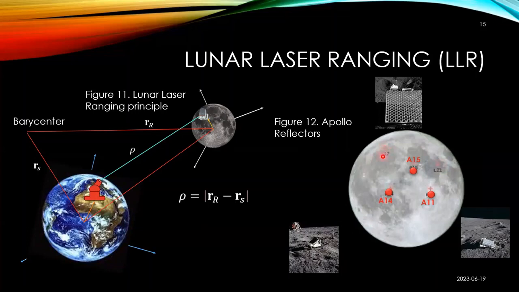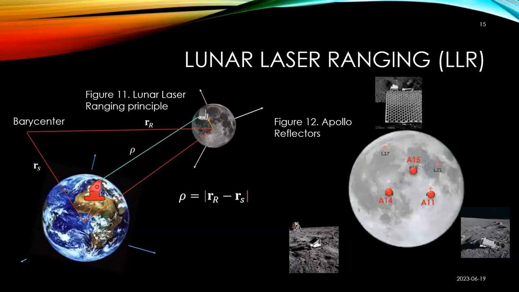And this one, L1, is not working. It seems that when the spacecraft wanted to move back, it made a lot of dust, and this reflector is not working. But what is measured? If we have an LLR station here, we can measure with laser the distance between this reflector at the surface of the Moon and the station.